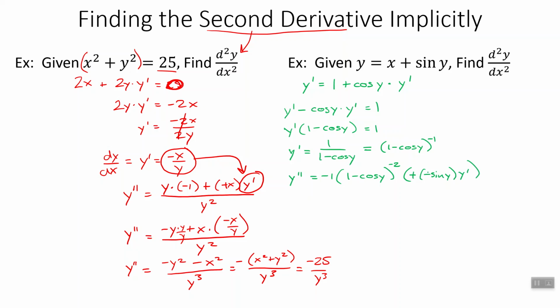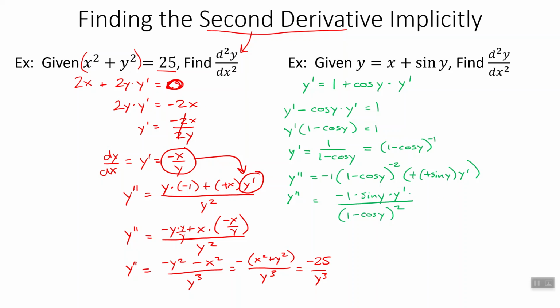All right, these two negatives are going to cancel out here. This guy can move down to the bottom, so we'll get y double prime equals negative 1 times sine of y times y prime all over 1 minus cosine of y squared.